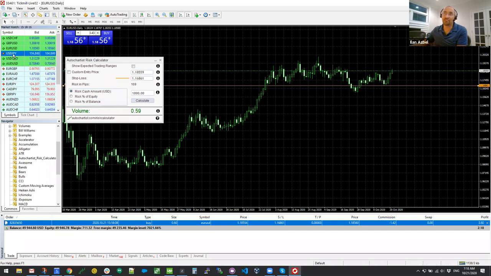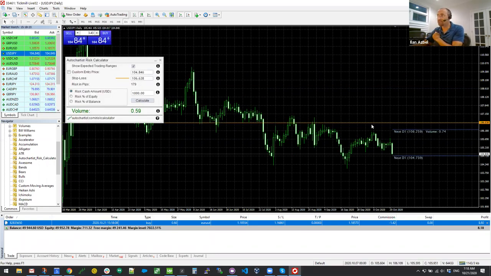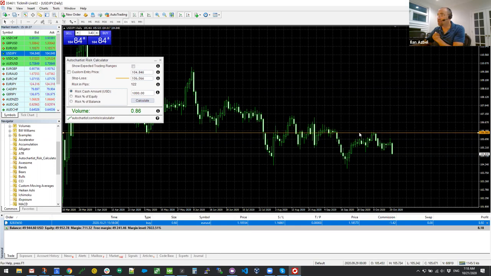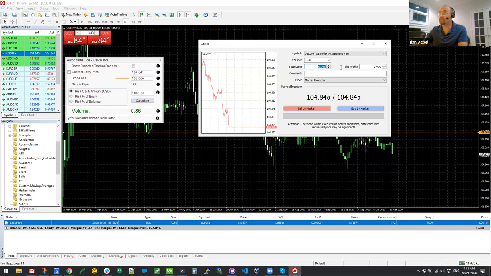Let's now make it one step more complex. Let's look at USDJPY. Okay, I'm going to remove this. I'll talk about that later. I want to go short on USDJPY and set my stop loss at 106.066 with a risk of $122. I want to risk $1,000. Note my position size now, right? So if I want to set my stop loss here, my position size needs to be 0.86.